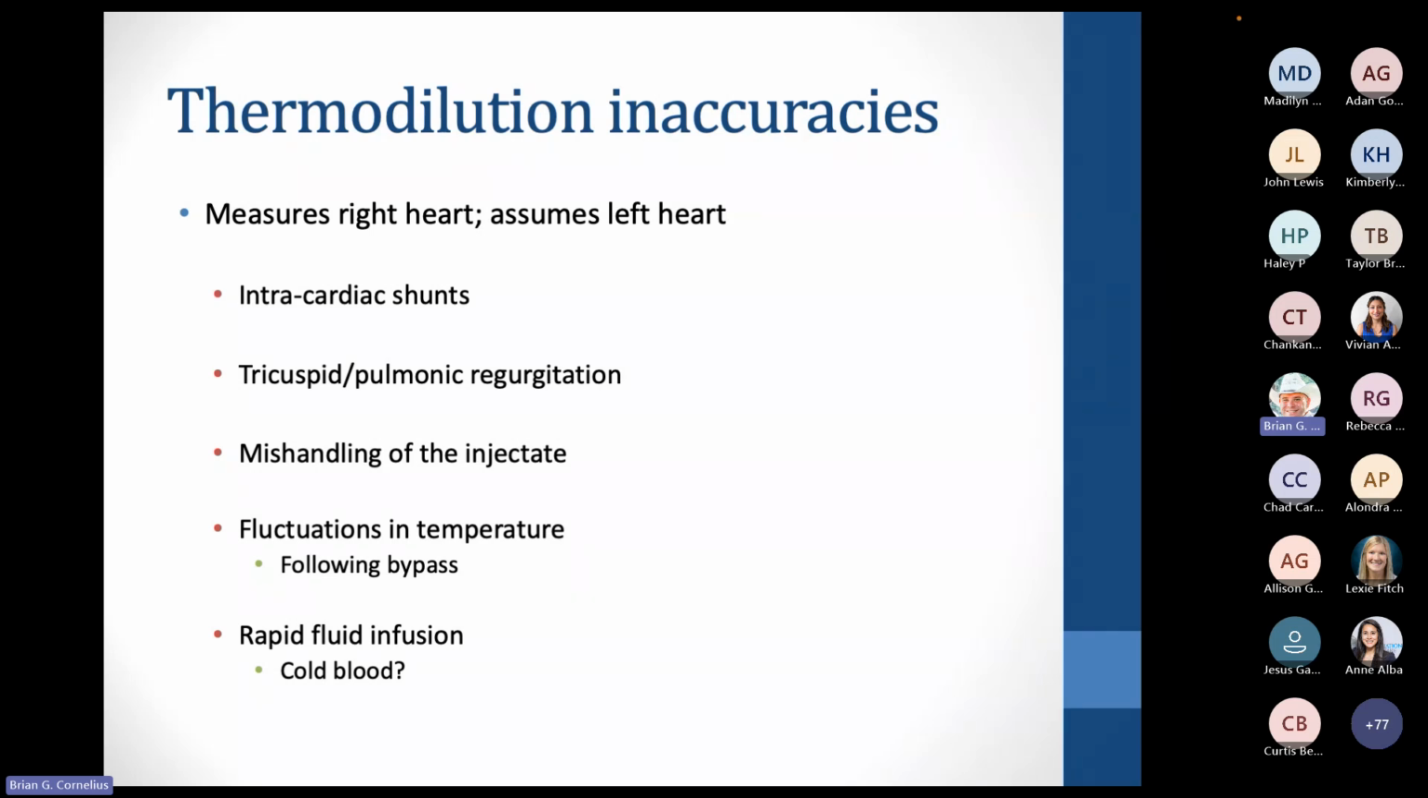Other things, fluctuations in the patient's temperature can be difficult to accommodate and may cause some inaccuracies. They were originally used for patients at a normal temperature, so 36.5 to 37. If you have somebody post bypass who's still cold, or coming off bypass, you may have some inaccuracies in your temperature. And what if you're giving medications, especially through that PA catheter or another catheter close to it, and they're cold fluid or cold medications? Those things may affect the temperature measurements as well.